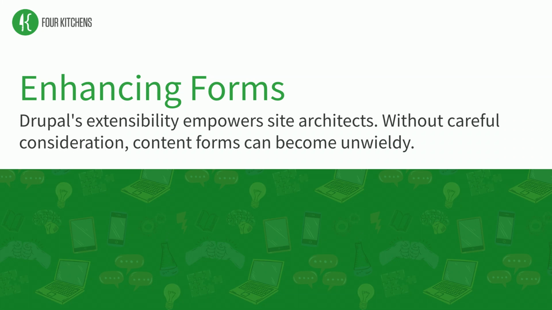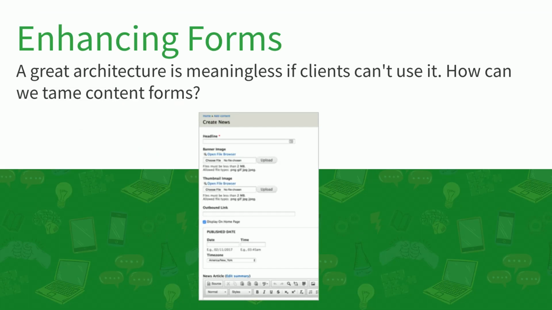That was my primer on fields, but forms in general, I want to look at them top down. Drupal's extensibility empowers site architects. Without careful consideration, though, these forms can get out of control. And here's one I don't mind zooming out because it doesn't matter what it looks like. It's a lot of fields, just kind of dumped to the screen. There's some media fields. The checklist actually looks like it's underneath a select list. I think we can do better.